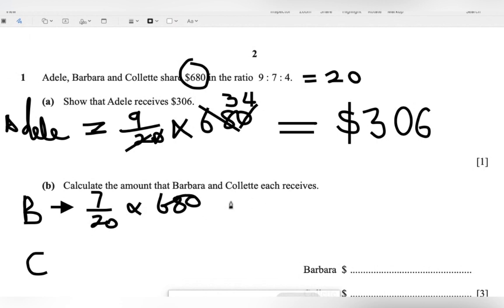So remember, it will be 7 times 34. What do we get? 133? No. What do we get? 2 something. 7 over 20. 238. So for this we get 238. So for Barbara we get 238.